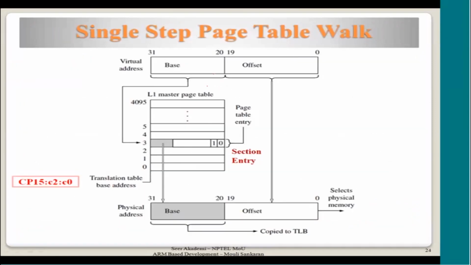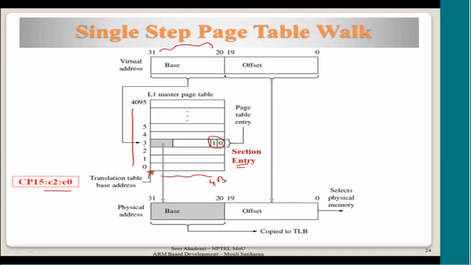Now once this register is pointing at the starting address of the page, then the remaining index can be accessed based on this location, and then you may have to multiply by 4 because each entry is going to be taking 4 bytes. So the particular entry is accessed. If the entry has lower bits as 10, it means a section entry.